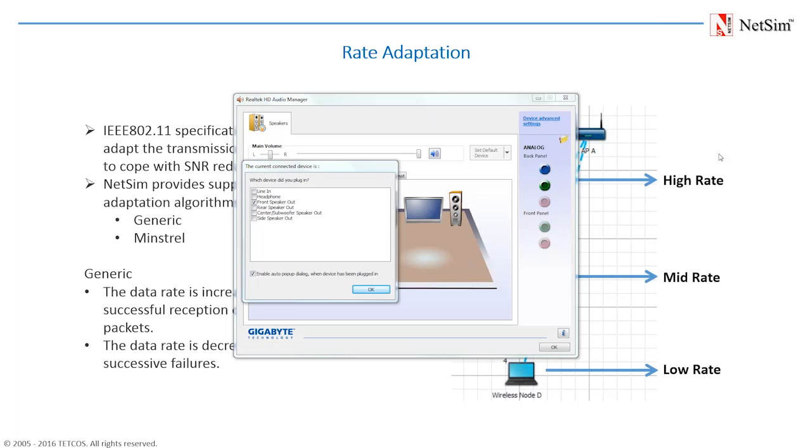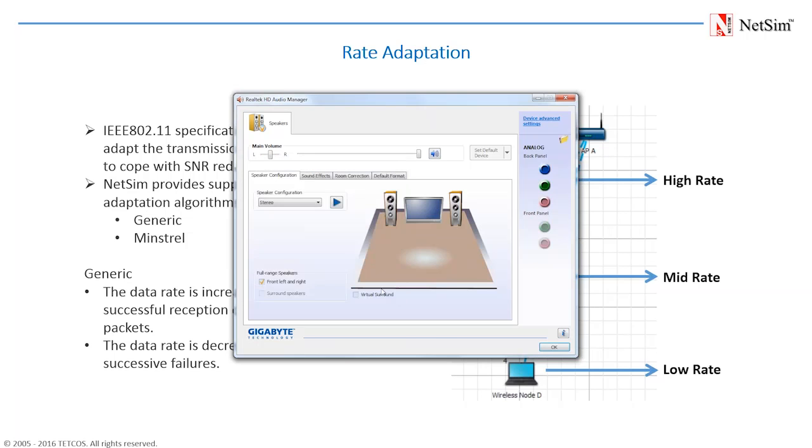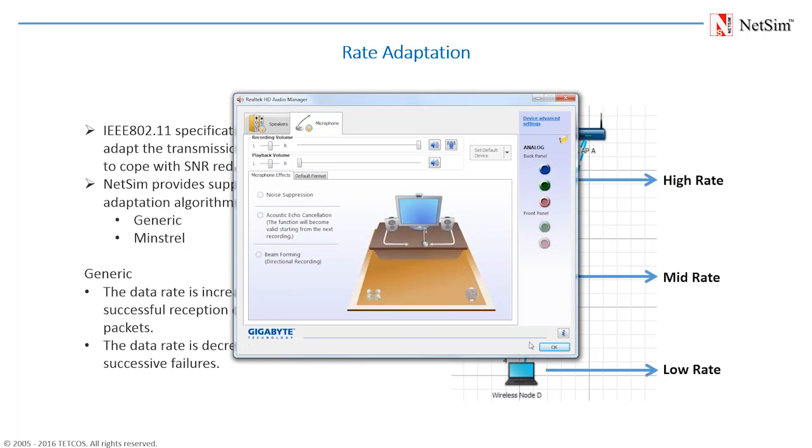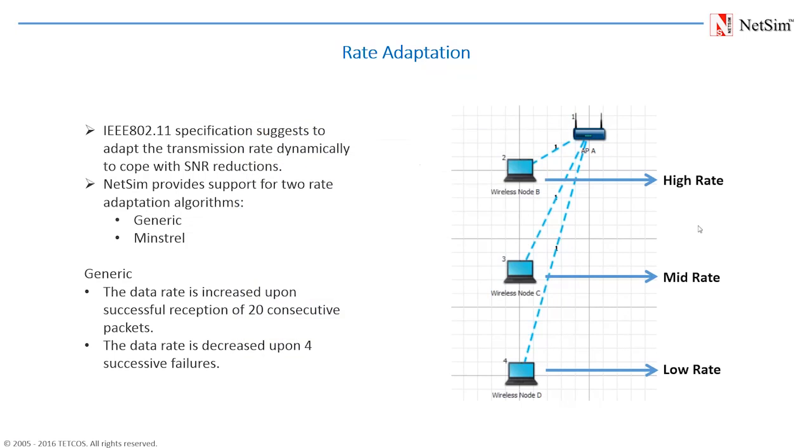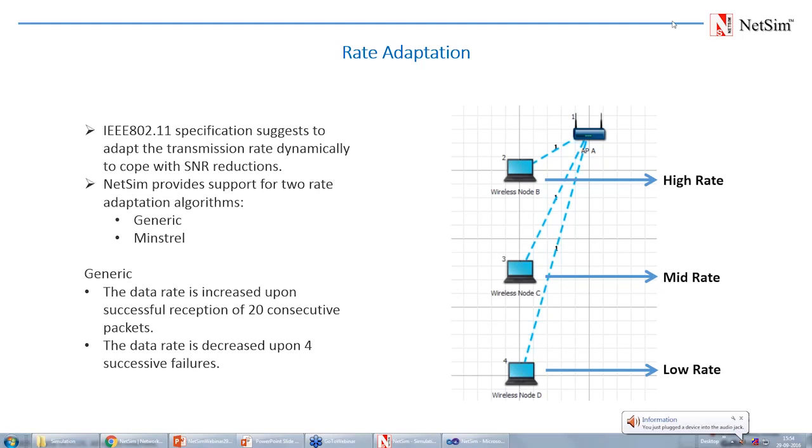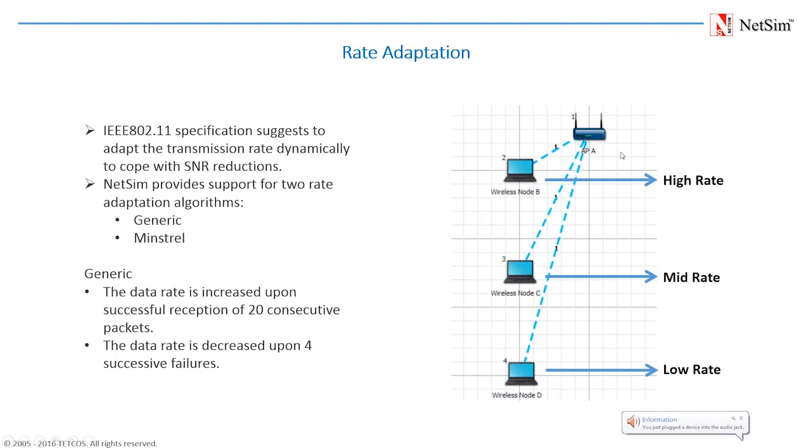So coming back to the discussion on rate adaptation, the standard does not define any rate adaptation technique and leaves the actual implementation to the device manufacturer. NetSim provides support for 2 rate adaptation algorithms in WLAN, which are generic and Minstrel. These are disabled by default in NetSim, as we will be showing you.